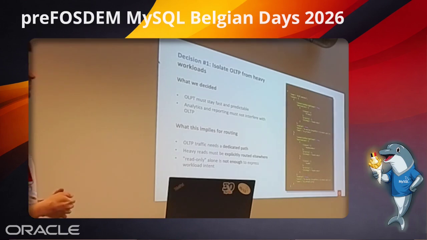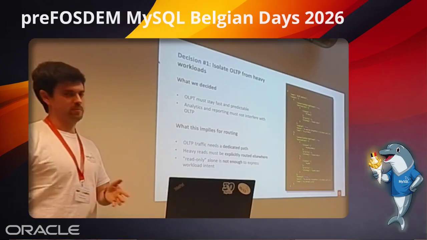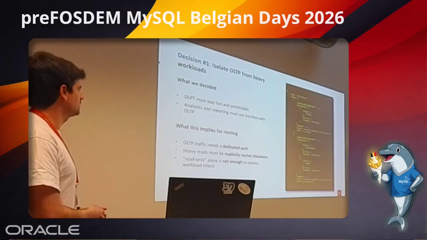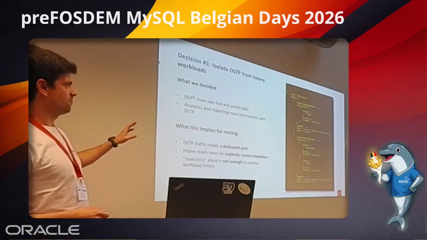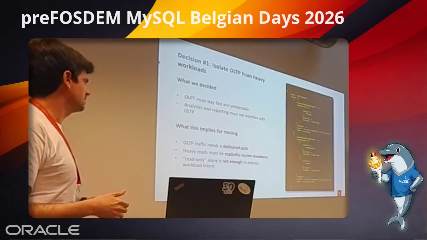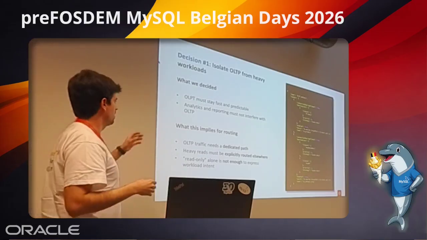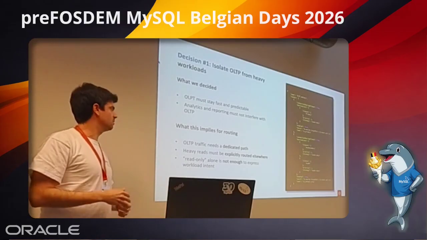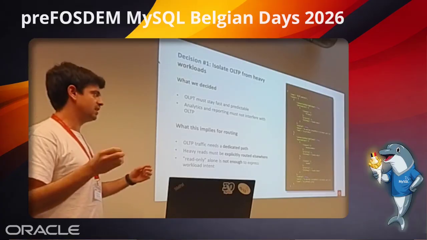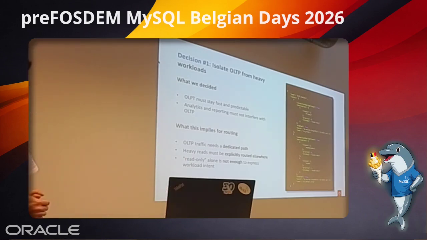I think that it's common sense that OLTP must stay fast, so we must use the primary and the secondaries. Read replicas have some latency because they are asynchronous replicas. And analytics and reporting must not interfere with it because they introduce a lot of latency. They are bursty. For example, a backup starts running, or analytics, heavy scans, or long-running queries. They will interfere with read-only traffic, and we don't want that for our OLTP.